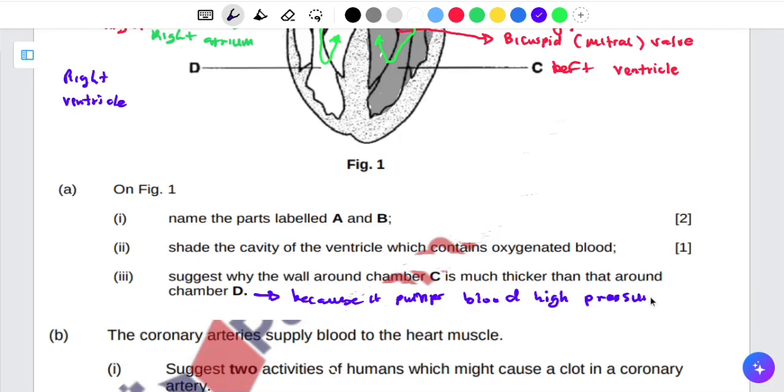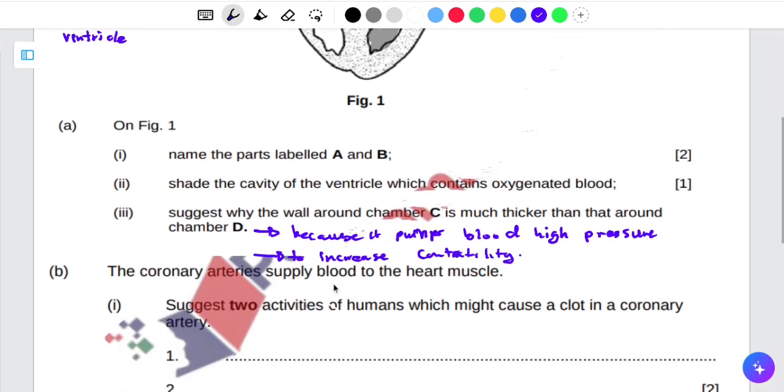Apart from that, to increase contractility. The more muscular the part is, the more the contractility is. So to increase contractility. When I say contractility, I just mean in terms of contraction.